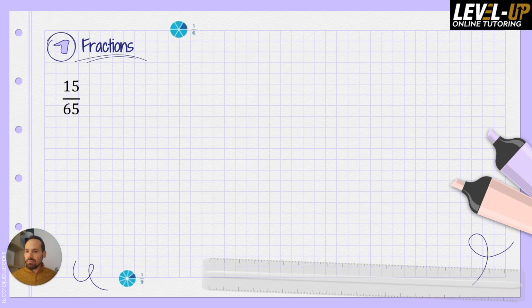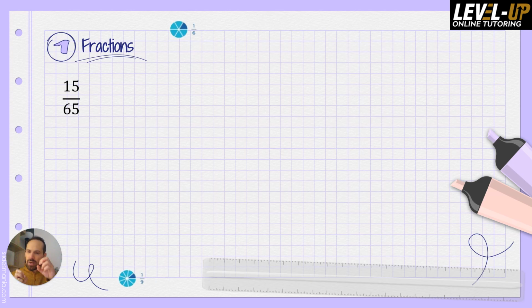So a fraction, something like this. We have a numerator, we have a denominator. The numerator is the number on top, the denominator is the number on bottom, and it's essentially just a division. This is like 15 divided by 65. And rather than doing that division, we might leave it as a fraction like this. But then there are certain things we can do, like this one here, we might want to simplify.